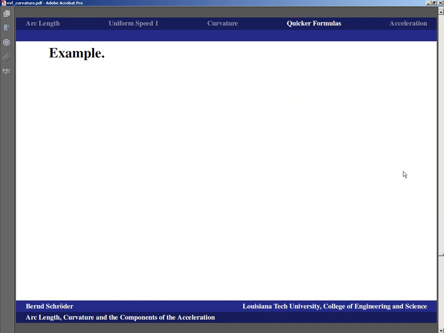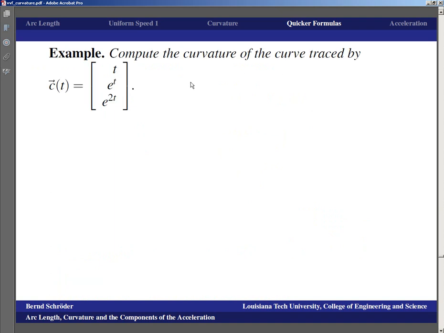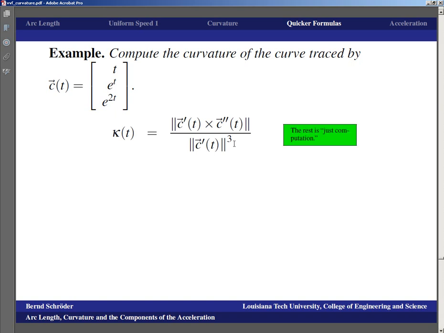Okay, so now let's take a look at an example. Compute the curvature of the curve traced by C of t being t, e to the t, e to the 2t. Well, we know the formula for the curvature. It's the norm of C prime cross C double prime divided by the C prime norm cubed, and the rest is just computation because now we just plug it in.